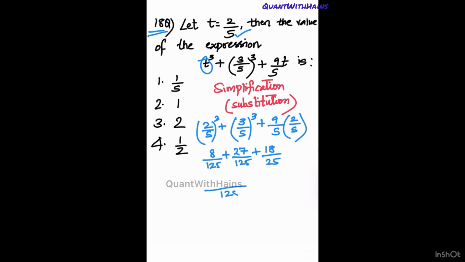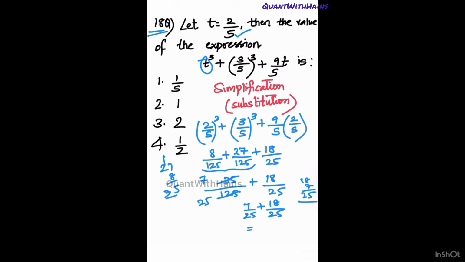2 cube is 8 by 125 plus 3 cube is 27 by 125 plus 18 by 25. Here, with 125, if you solve these two fractions, 27 plus 8, we get 35 plus 18 by 25. 5 sevens are 35 over 525 times, so now what we are left with is 7 by 25 plus 18 by 25. 18 plus 7 is 25. That is 25 by 25, which is 1. That is option 2.